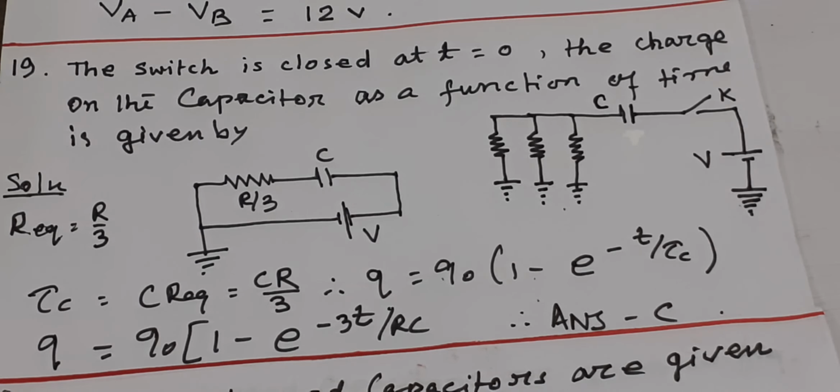Then bracket close. Now here, tau equal to RC. We can find the equivalent capacitance, a single capacitance C, and the equivalent resistance, that is R by 3. That will give the time constant for the circuit. Then Q will be Q naught within bracket 1 minus e to the power t divided by tau. Tau will be RC divided by 3, that will come in the numerator, and then bracket close.